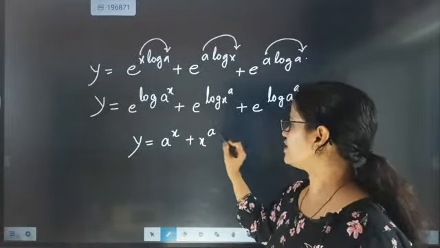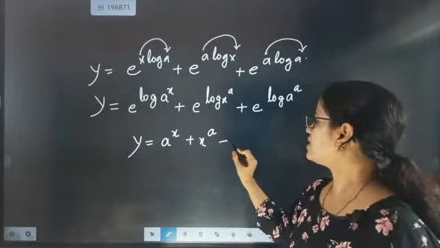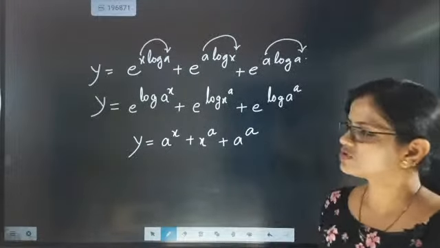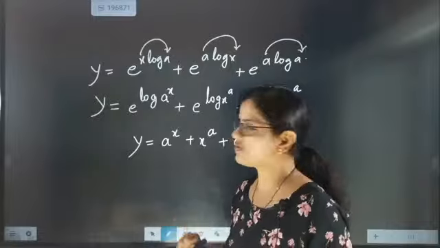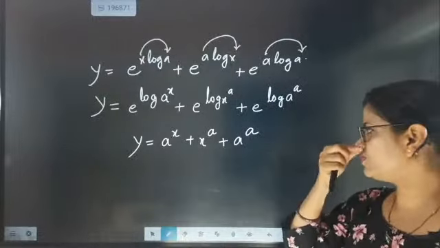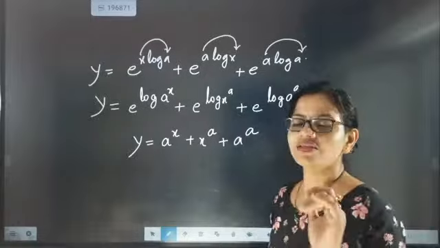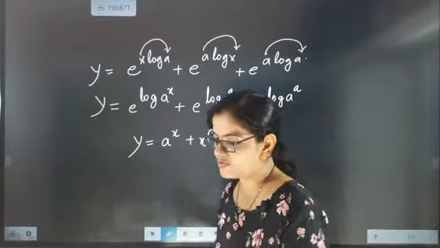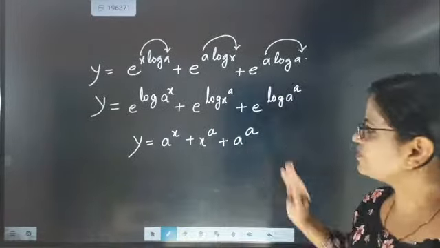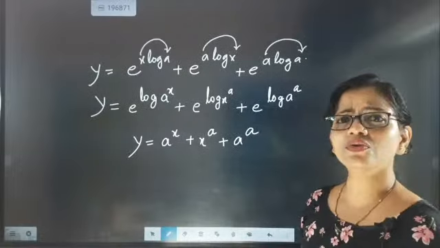Here x to the power a will come, and here a to the power a will come. So that means y will be equal to a to the power x plus x to the power a plus a to the power a. That means exponential and log killed each other. Just joking, they are inverse of each other, and by that property we wrote it like that. So once we have written it like this, there is nothing more to do.